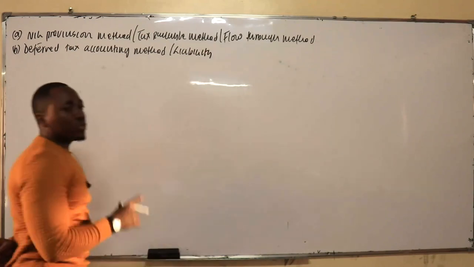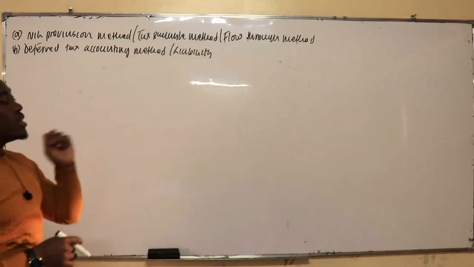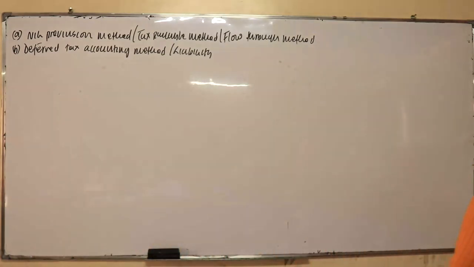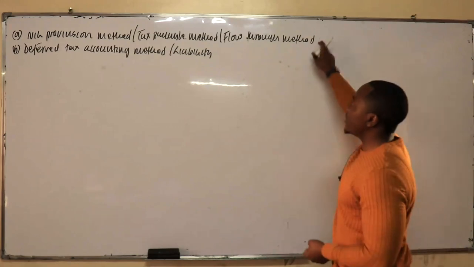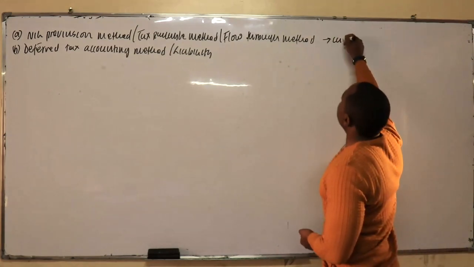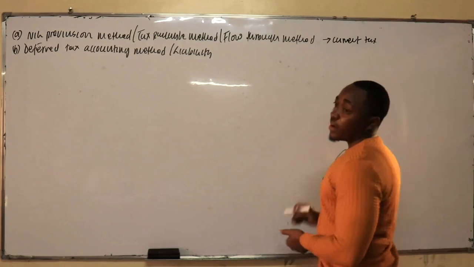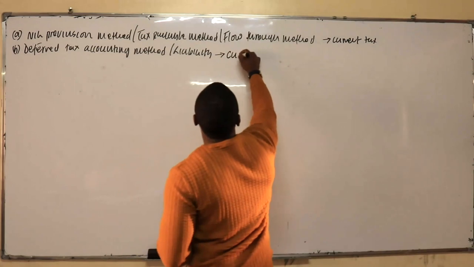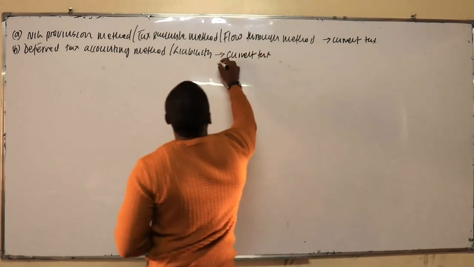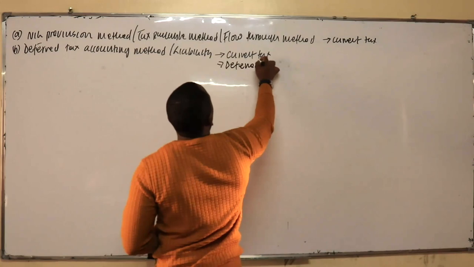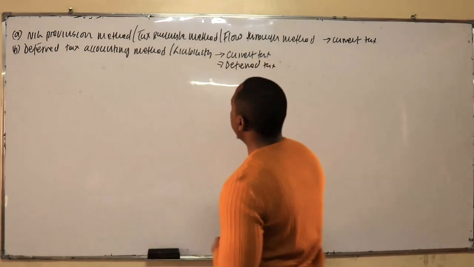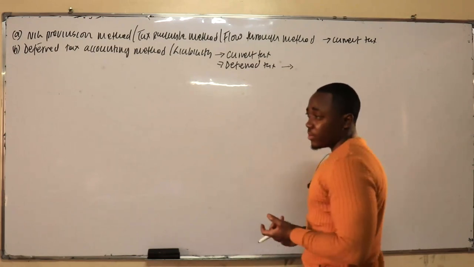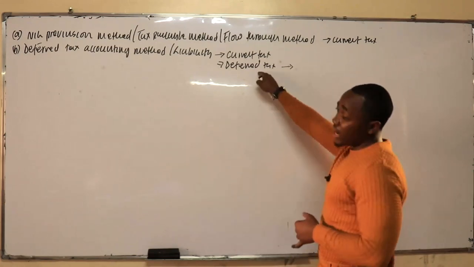What's the difference between the two? The nil provision method recognizes only the current tax, therefore ignoring deferred tax. So IAS 12 does not recommend the use of this method. But the deferred tax accounting method recognizes both the current tax and the deferred tax. Then, how do you determine the deferred tax element using this method? We have two methods you can use to determine the deferred tax element.